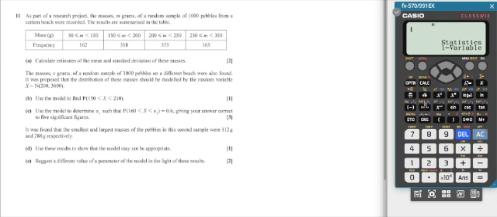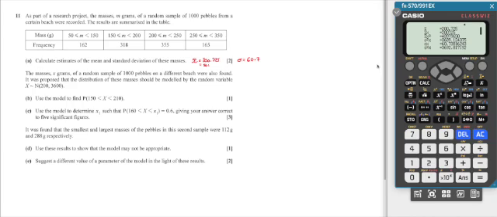Right, clear that off, and we're going to go OPTN, and I want my calculations. So I can get my mean, x bar, is 200.725, which is 201 to 3 significant figures. And my standard deviation, sigma x, is 60.7 to 3 significant figures.